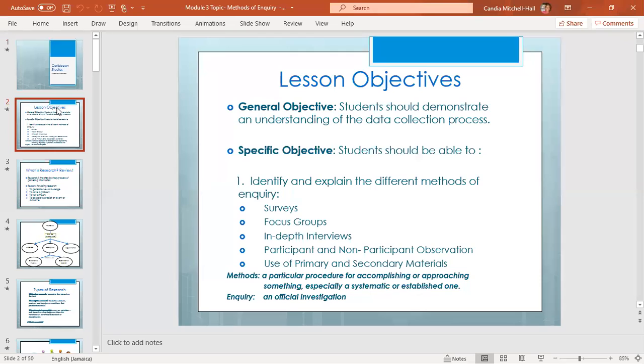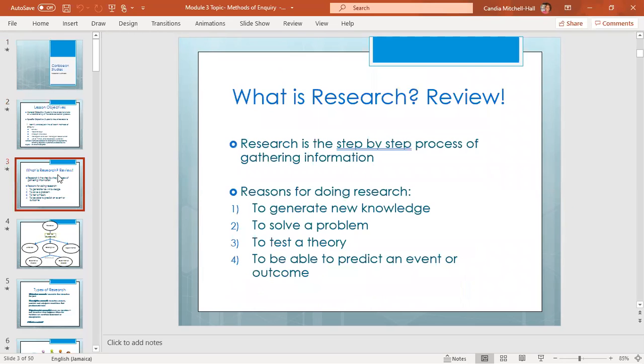And so for today's class, what we're going to do is look at the different methods that we are going to use to collect our data, all right? So that's what we're going to do for today's common hour.